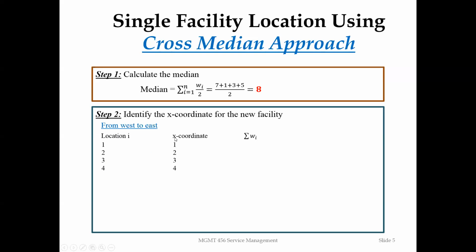The x-coordinate for city 1 is 1. If you look at the map, the x-coordinate for city 2 is 2. The x-coordinate for city 3 is 3. The x-coordinate for city 4 is 4. It happened to be 1, 2, 3, 4.